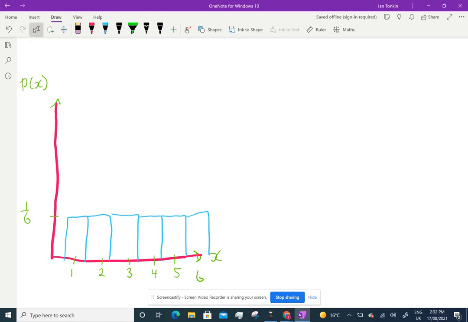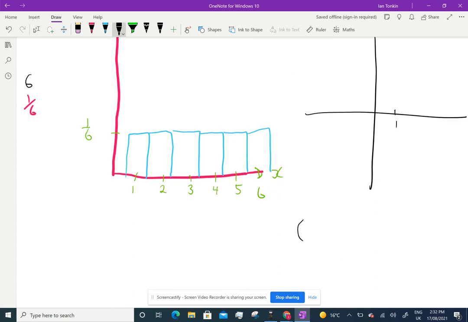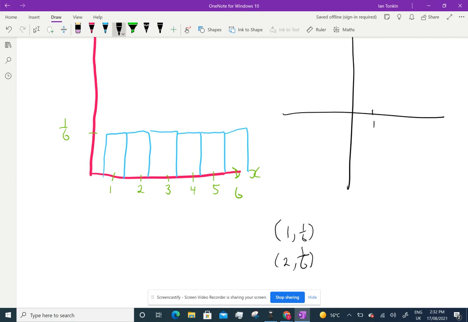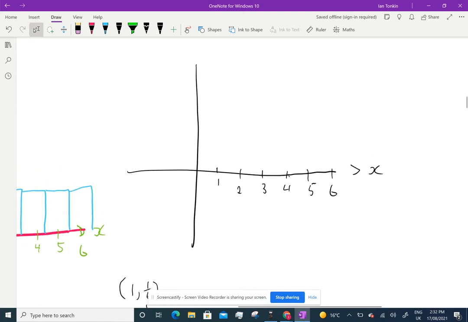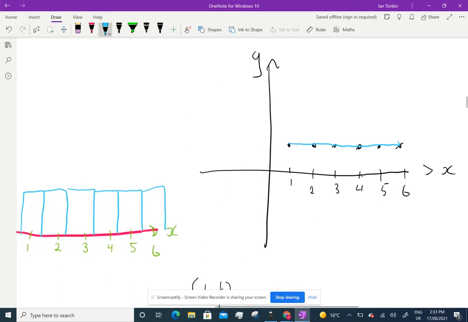If I wanted to draw it as a function, again, I'd have to write down all of the ordered pairs, and the ordered pairs are 1 and a sixth, 2 and a sixth, and so on. So you get 1, 2, 3, 4, 5, 6, and here's my X and my Y. I've got them as ordered pairs, and I'm just going to get a sixth, a sixth, a sixth. I plot my points and I join them. Now, that is a probability distribution function because it's a function. Look at it. It's a function for a set amount of limits. It's from 1 to 6.